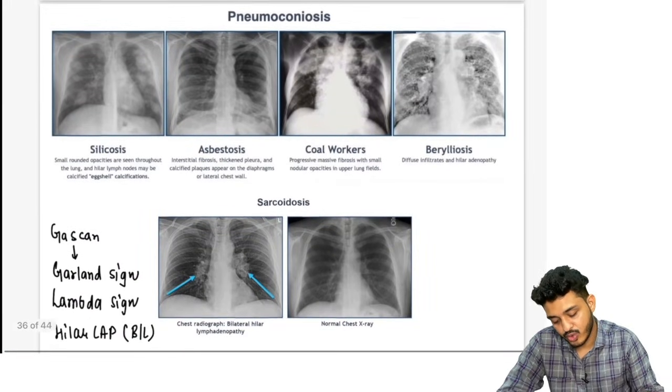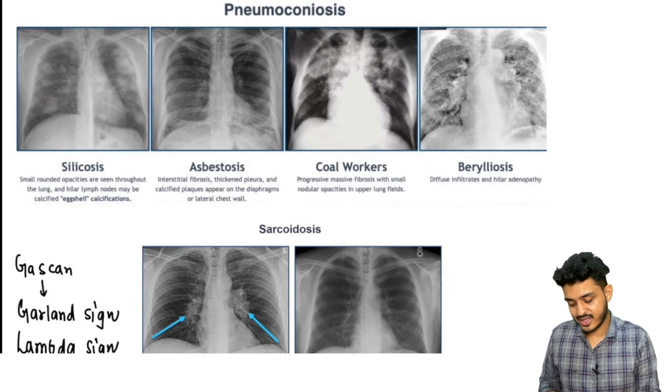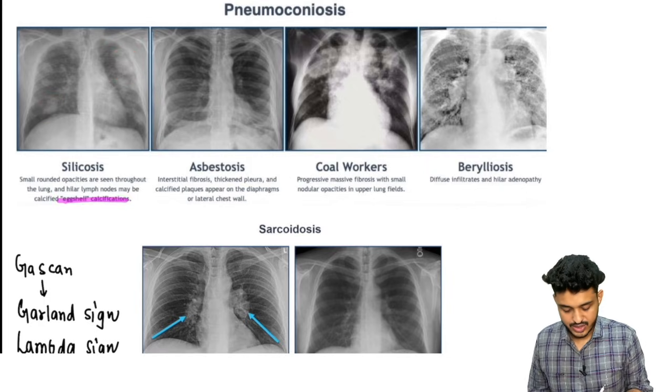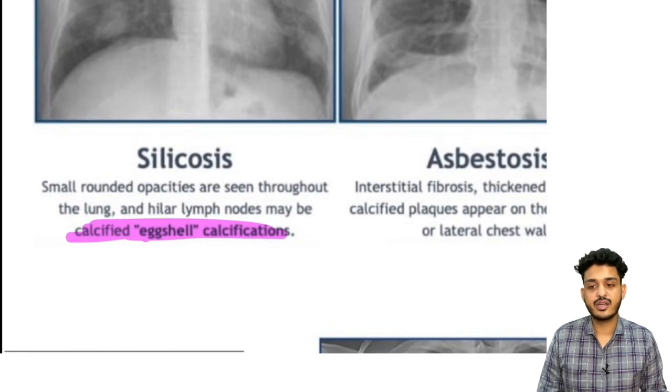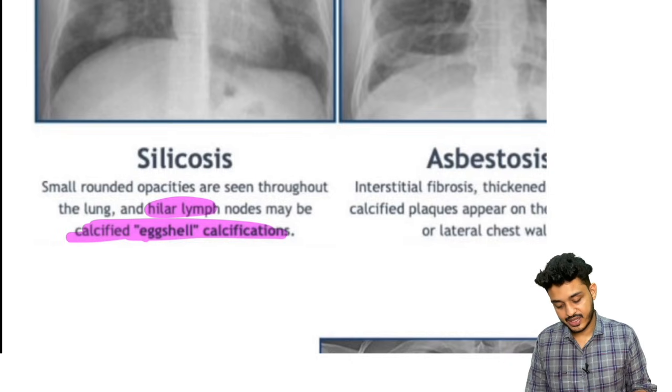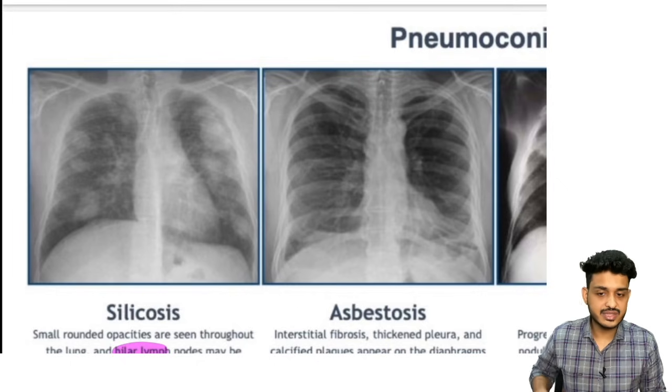We can have pneumoconiosis like silicosis. Very important thing is going to be what? Whenever you see egg shell calcification, you will be finding egg shell calcification. You will be having hilar lymphadenopathy. This is going to be suggestive of silicosis.